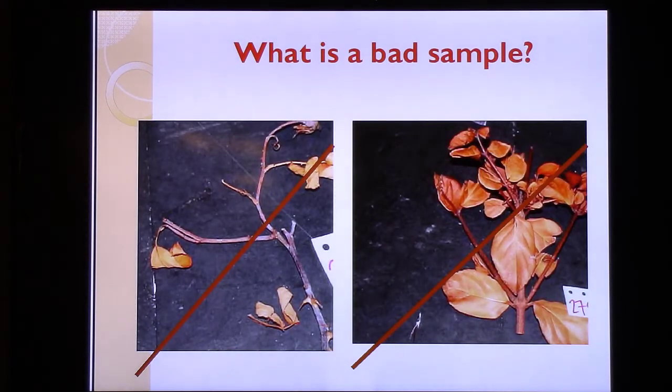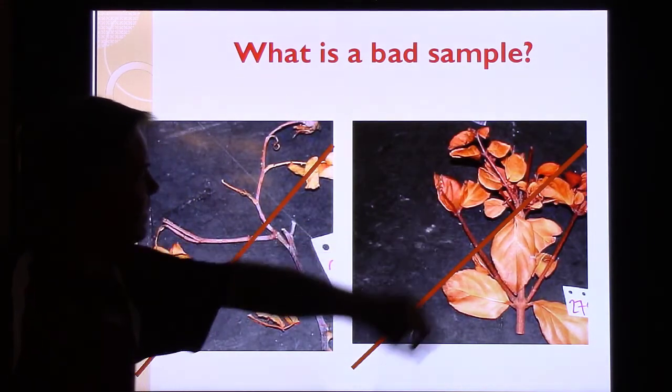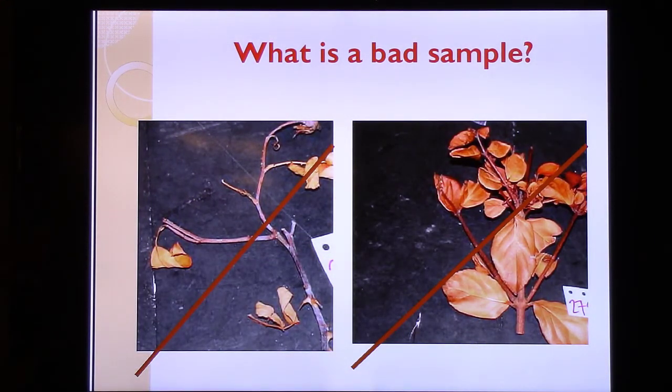Now, this is a bad sample. Why? Well, I see a twig with a few dead leaves on it. I don't have that transition zone. I don't know what the healthy material looked like. And in this case, the plant is so far gone, I don't know what it is or what's going on. And the same with this. You've got leaves that are so far gone, there's no transition zone. There's no healthy material so I can compare it to.